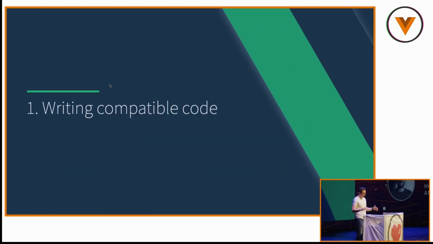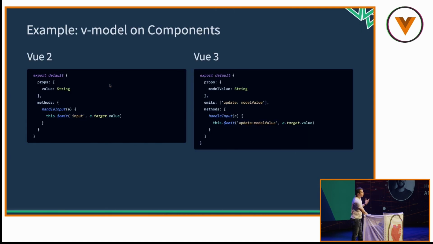So now we'll cover the individual topics that I was briefly introducing earlier. The first point is writing compatible code. On the left side we have the usual way to write v-model props and events for Vue 2, and on the right for Vue 3. These are a little bit different, right? Here we have a value prop and we emit an input event. On the right side we have a modelValue prop, we have to define the emit, and then we can emit update:modelValue. So those are really not compatible with each other.